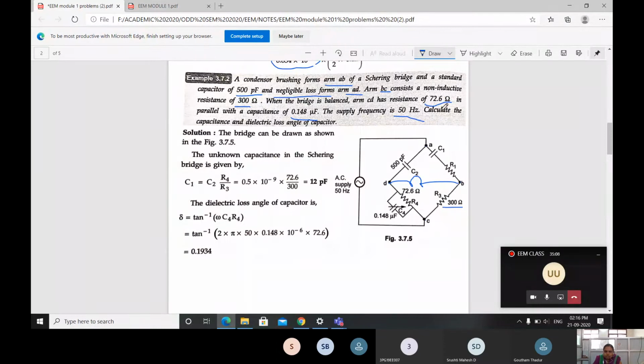What you have to do is calculate the capacitance and also the dielectric loss. When the bridge is balanced, our capacitance value C1 is taken as C2 R4 divided by R3. What is our C2? That is 500 picofarad into R4, which is 72.6, divided by R3, which is 300. Substitute here and you will get 12 picofarads.